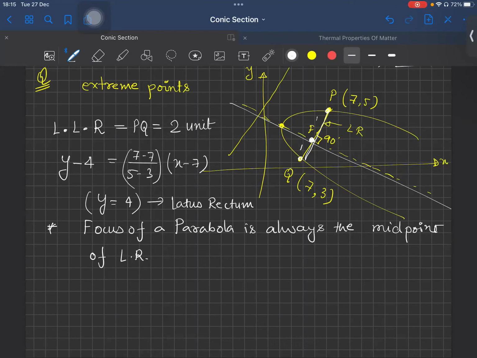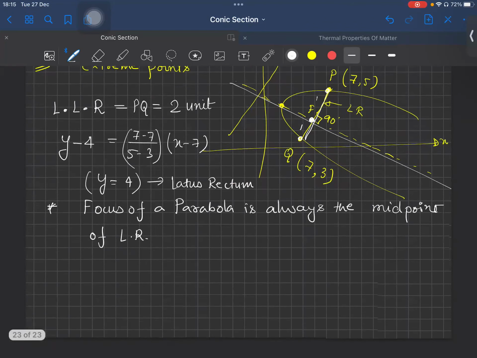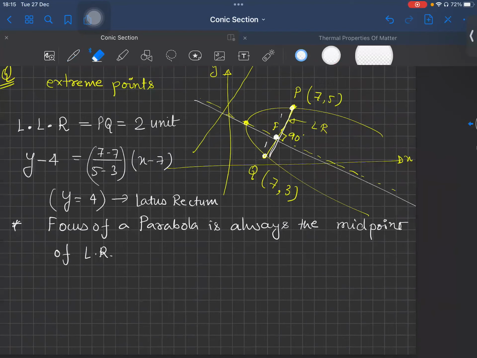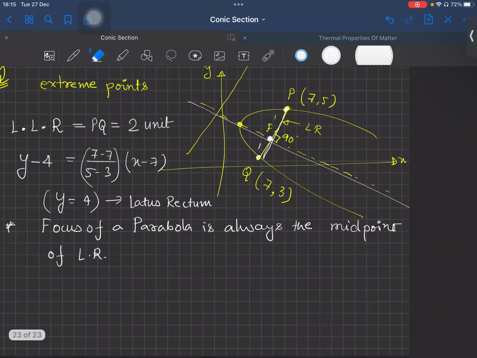Yes? You have got the equation of latus rectum. So what will be the equation of directrix? Is it too much? Okay, leave it, leave it. This is not in your syllabus anyway, so leave it.